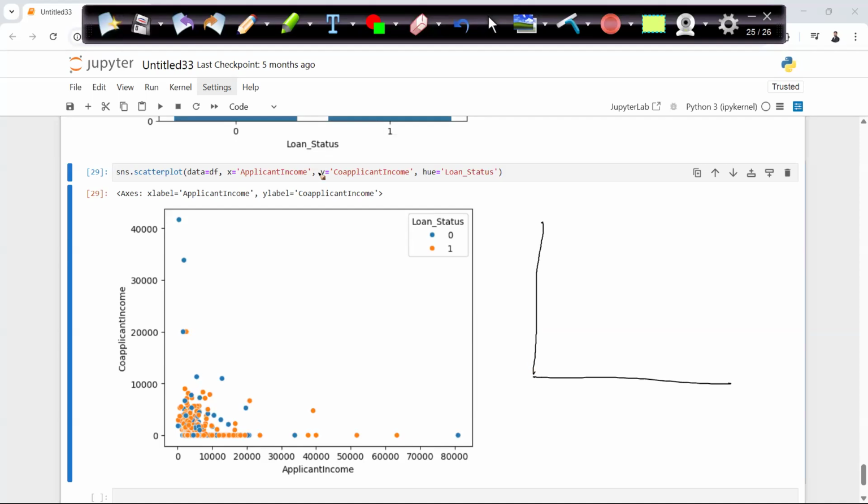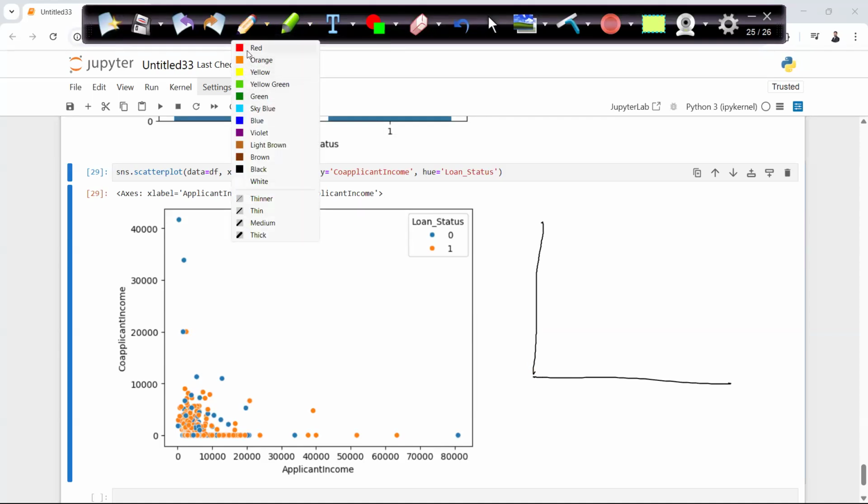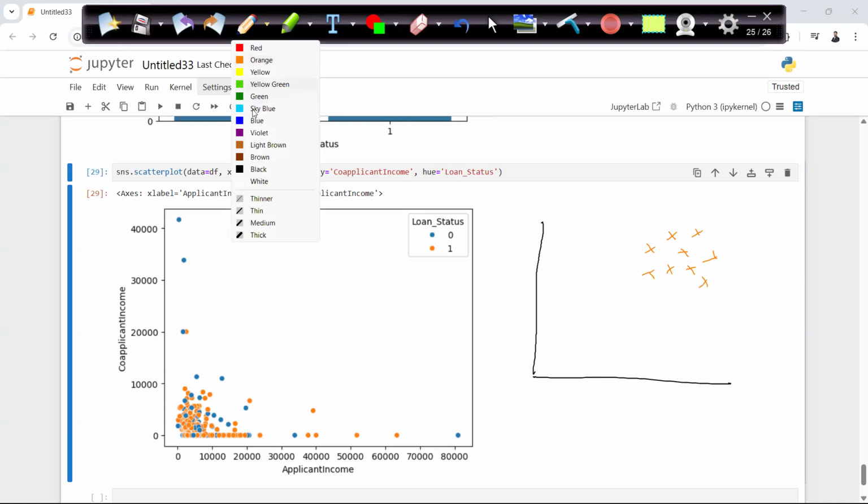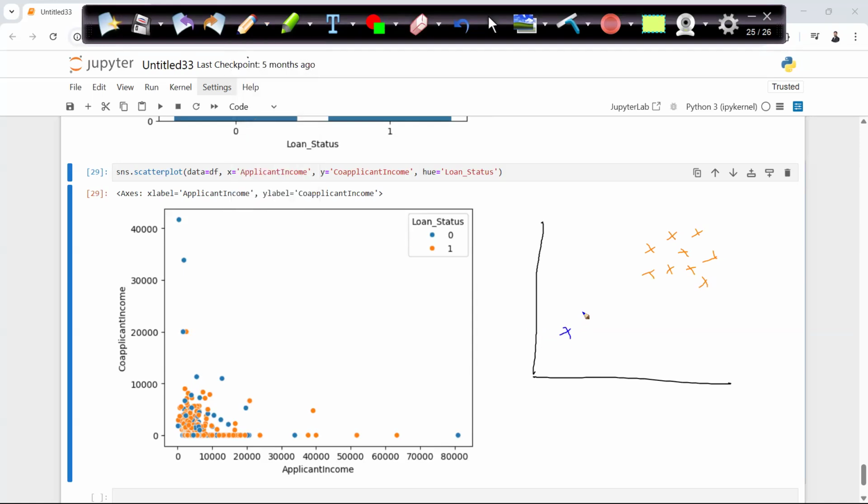I am creating this plot. These are, let's say, orange means ones, right? So let's say these are ones, orange, and these are blues. Okay. And this is my applicant income. This is my co-applicant income.